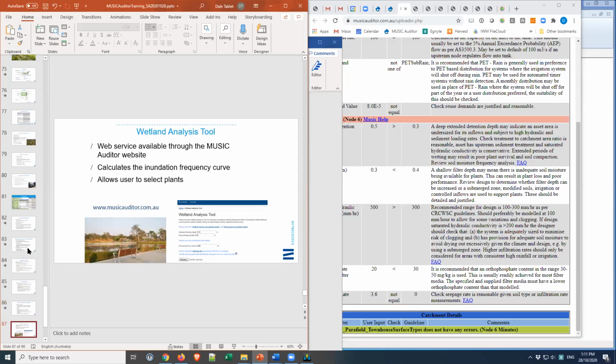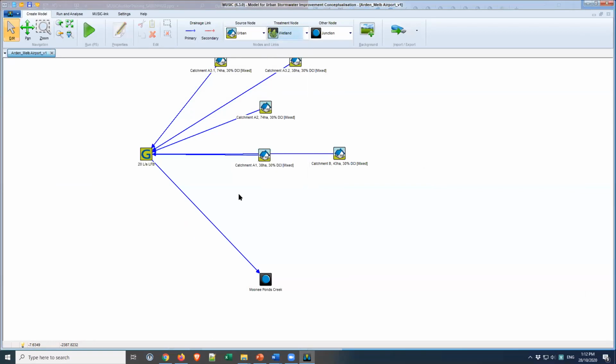Just to make you aware, I had that question earlier from Dean about wetlands and potential drying out. If you do need to look more closely at wetlands to see whether they're too wet because they're getting too much water too often, or whether they're potentially drying out over summer, you can use the Wetland Analysis tool, and that takes a flux file from Music. You can export the flux file from a wetland node. So I'll just show you quickly.